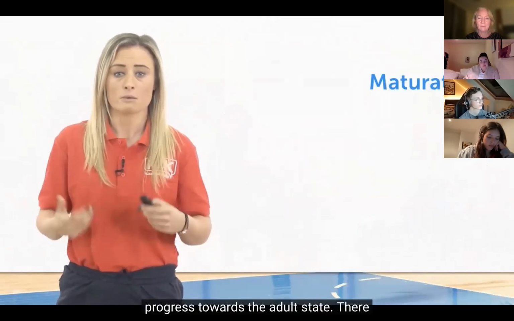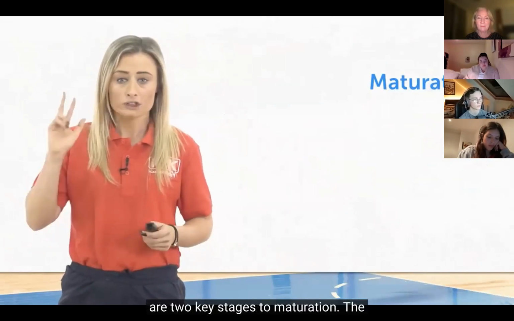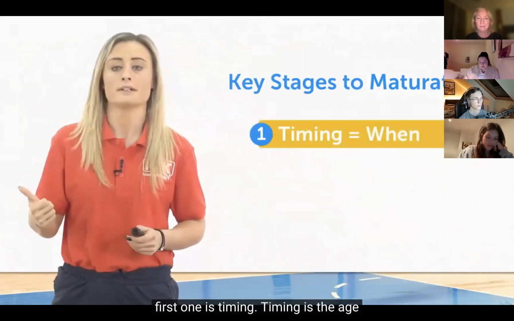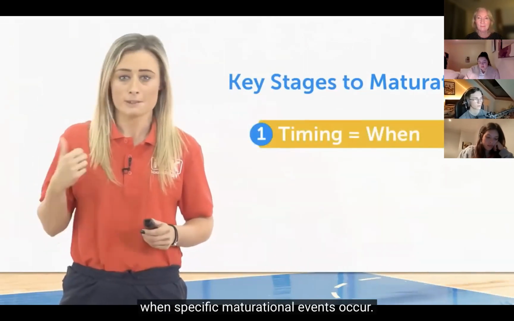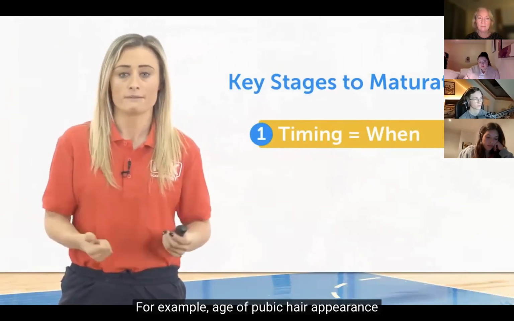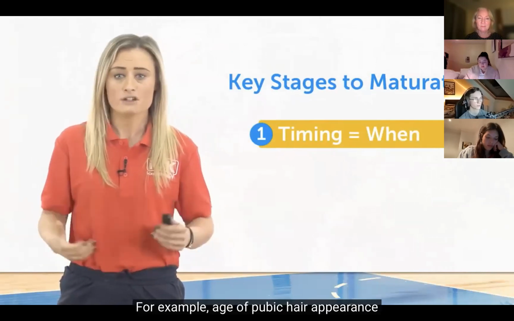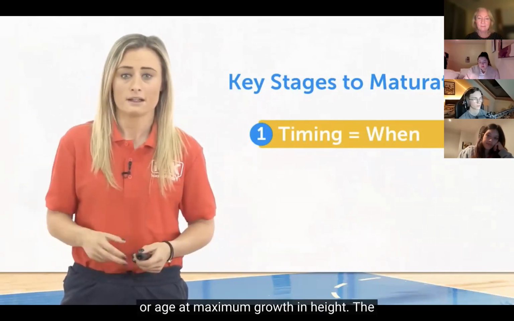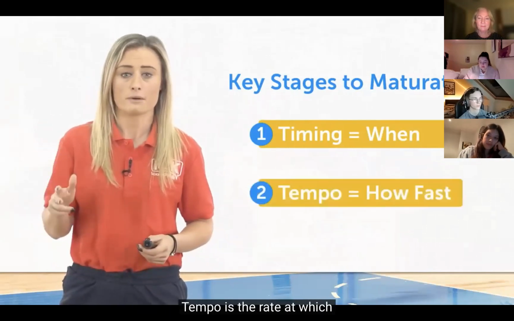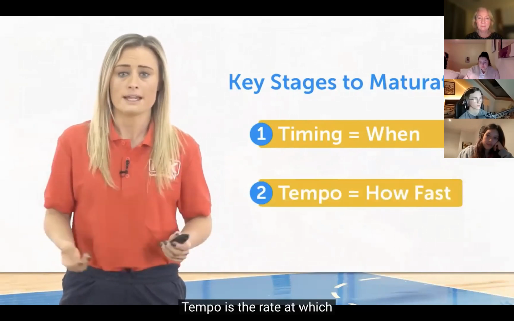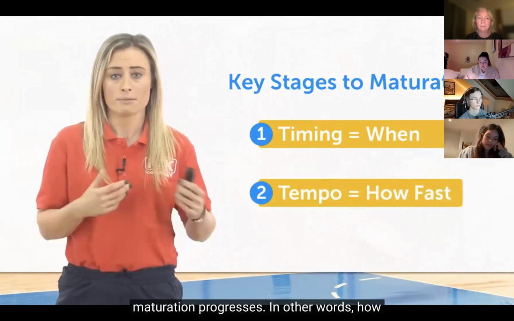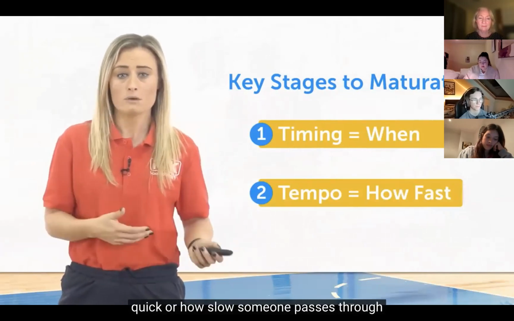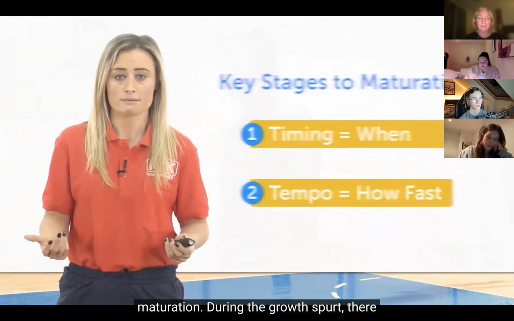Maturation is the progress towards the adult state. There are 2 key stages to maturation. The first one is timing. Timing is the age when specific maturational events occur. For example, age of pubic hair appearance or age at maximum growth in height. The second one is tempo. Tempo is the rate at which maturation progresses. In other words, how quick or how slow someone passes through maturation.